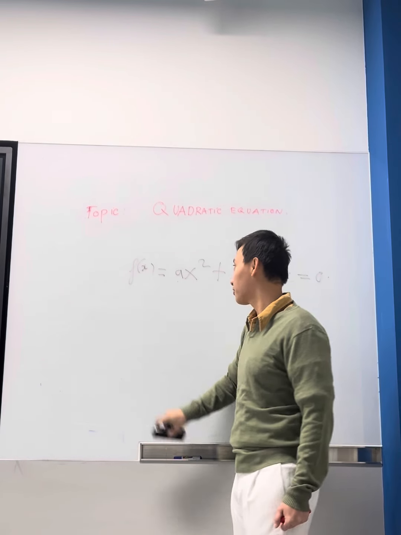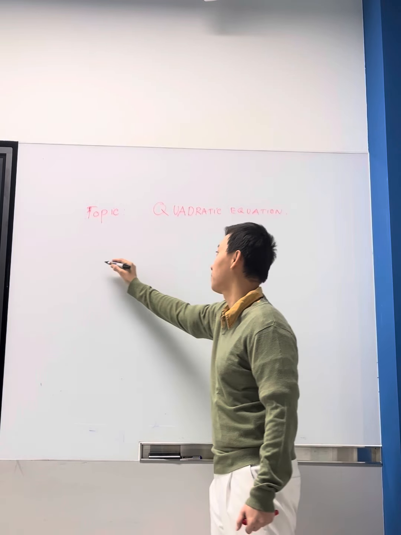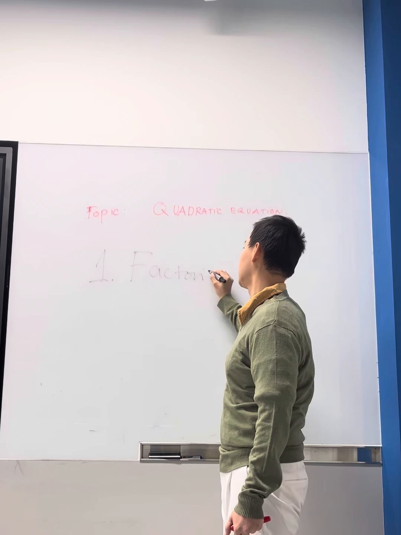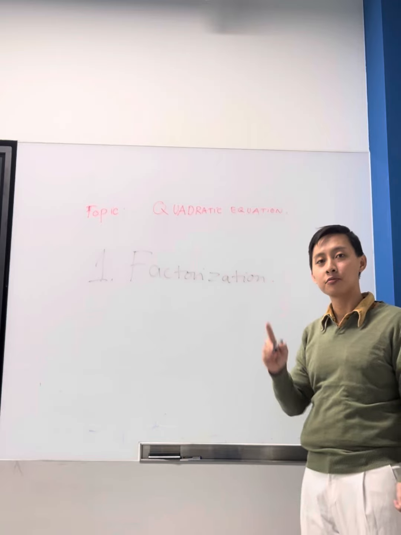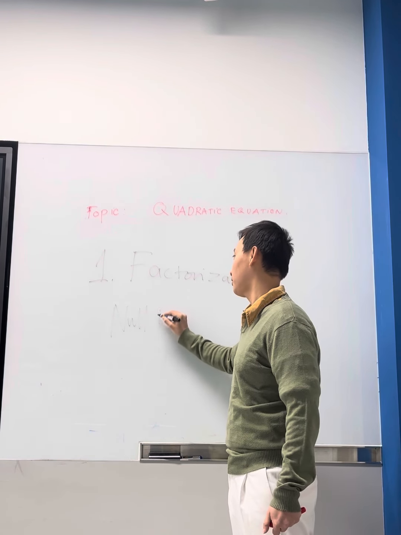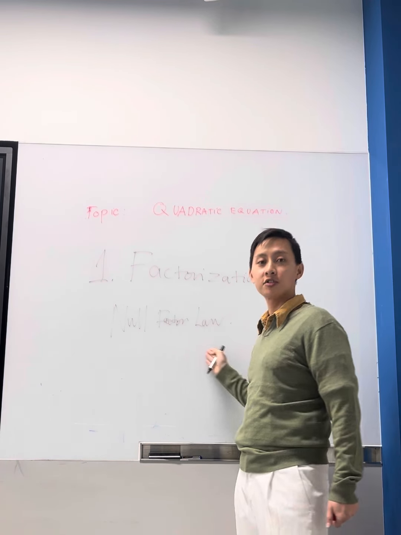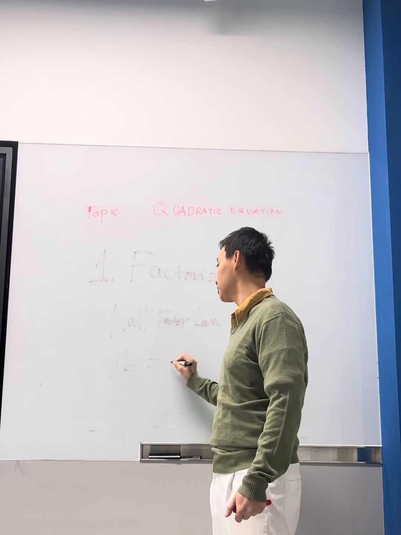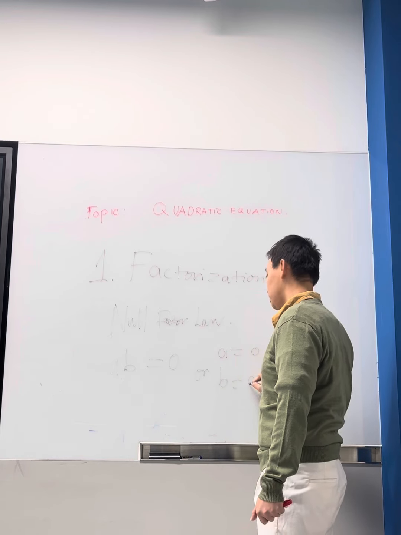Okay, so the first method we're going to use to solve the quadratic equation is factorization. In factorization, the one law you need to remember is the null factor law. The null factor law states that when you have a times b equals 0, we have a equals 0 or b equals 0.